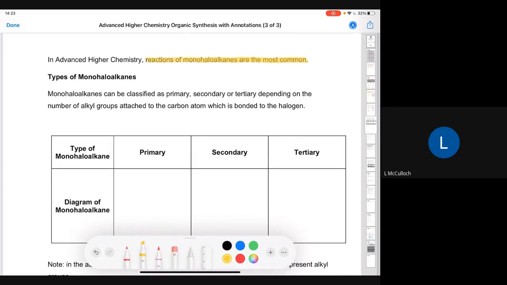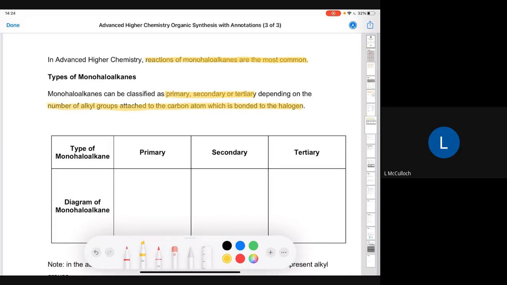And this is going to be very much similar to looking at types of alcohols that we looked at in higher chemistry. So monohaloalkanes can be classified as primary, secondary, or tertiary, depending on the number of alkyl groups attached to the carbon atom which is bonded to the halogen. This is exactly the same as alcohols, except with alcohols, it's depending on the number of alkyl groups attached to the carbon atom that's bonded to the hydroxyl group rather than bonded to the halogen.